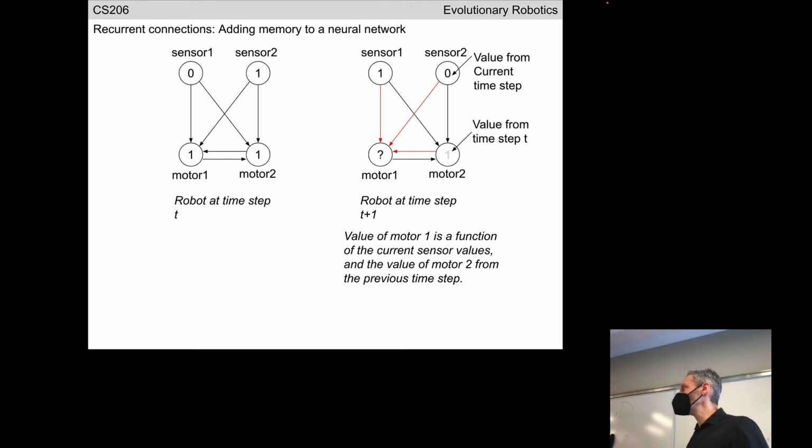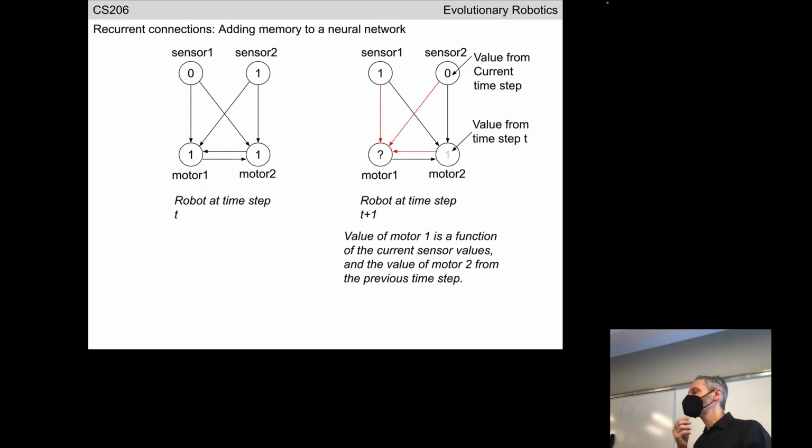In this cartoon example here, we see that there are two presynaptic neurons, which are the two sensor neurons, but there is a third presynaptic neuron, which is motor 2. So the new value of motor 1 is the weighted sum of the current values of the two sensor values and the old value of the motor neuron. So whatever motor 1 does at time step t1, it's going to be a function of what the robot currently senses and what it remembers motor 2 did at the previous time step.